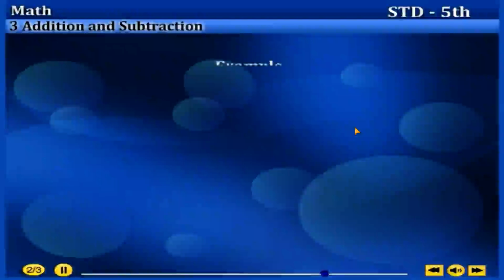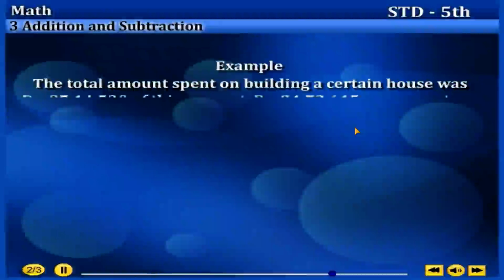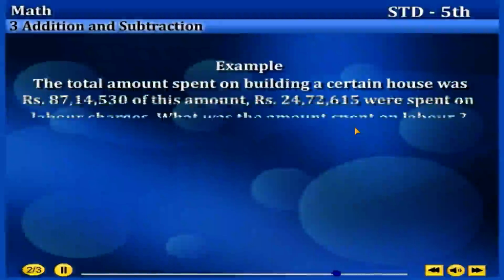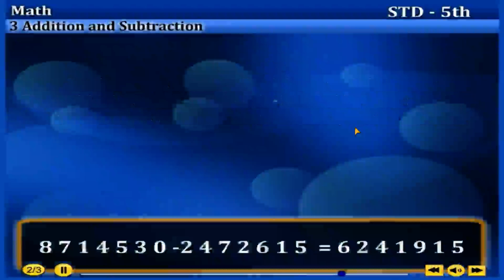Example: the total amount spent on building a certain house was rupees 87,14,530. Of this amount, rupees 24,72,615 were spent on the plot. What was the amount spent on labor?